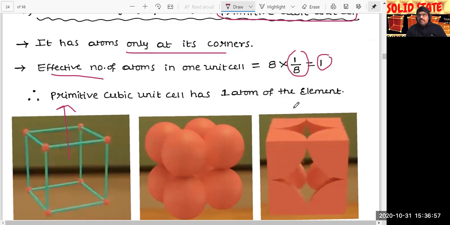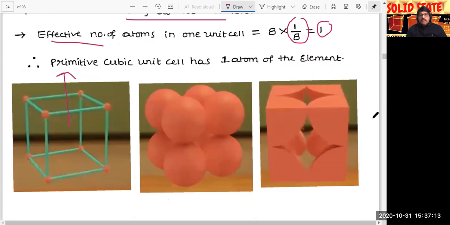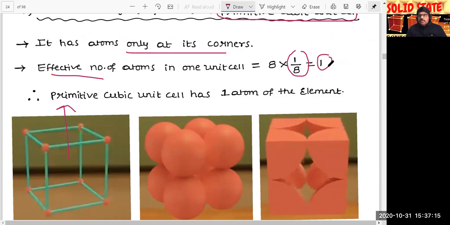Effectively, there is only one atom. 1 by 8, 1 by 8, like that. 8 times 1 by 8 is equal to 1. You can see this is the atoms contact view, and this is the slice view. Because the atoms are divided, some fraction is going into other unit cells. This is called the rank of the unit cell. Rank of simple cubic unit cell is 1.